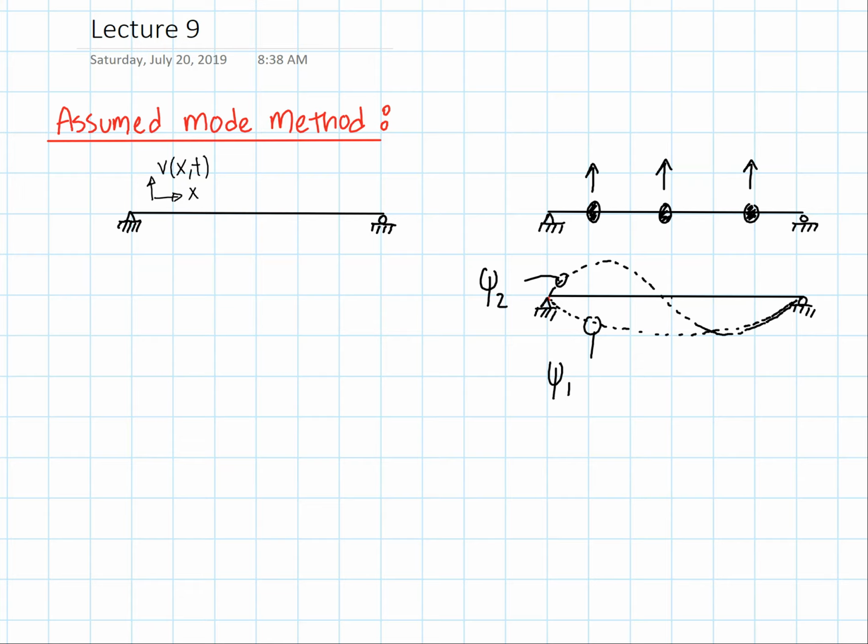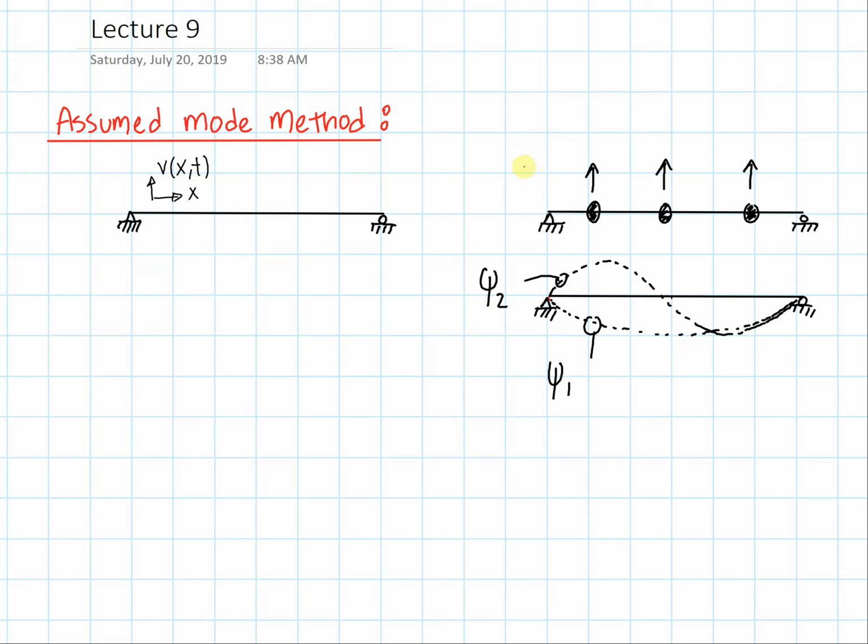Today we're talking about the assumed mode method. This method is very appropriate anytime you have dynamical systems that have distributed masses and continuous masses. So I've drawn this example here where I have a simply supported beam with lateral deformation v as a function of x, which is the position along the span of my beam, and the time variable t.